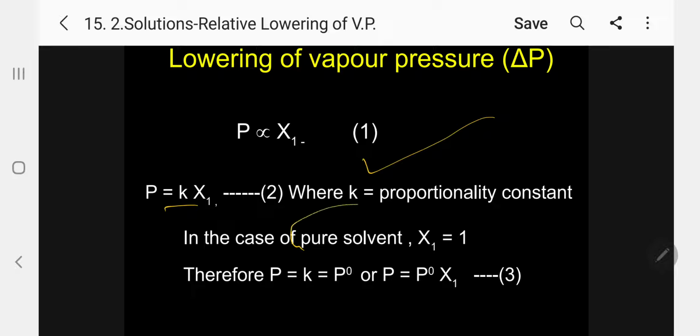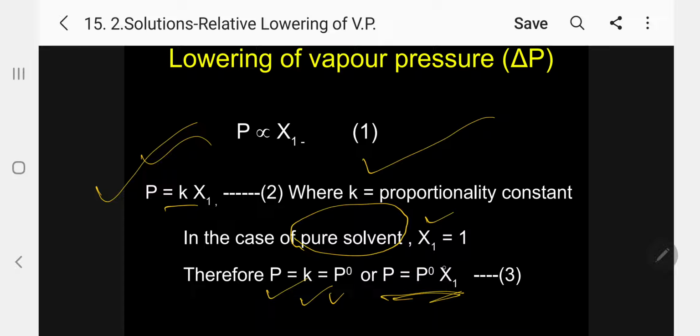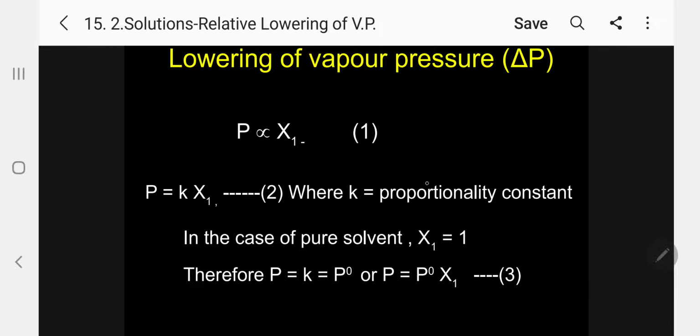In the case of a pure solvent, kindly follow, pure solvent means there is no solute, so automatically X1 equals 1. When X1 equals 1, P equals K, therefore K equals P0. Now I can write this equation: P equals P0 into X1. Please follow, I am getting one equation, and based on this equation, problems will be asked. The vapor pressure of the solution is equal to the vapor pressure of the pure solvent into the mole fraction of the solvent. This is the most important, you have to memorize. The next one.